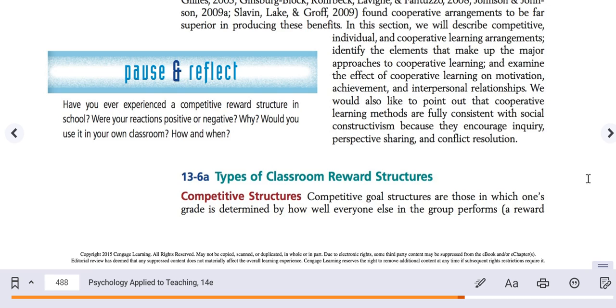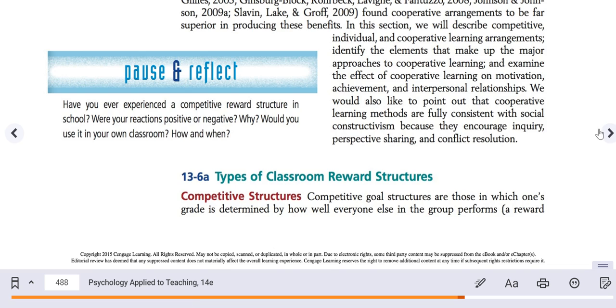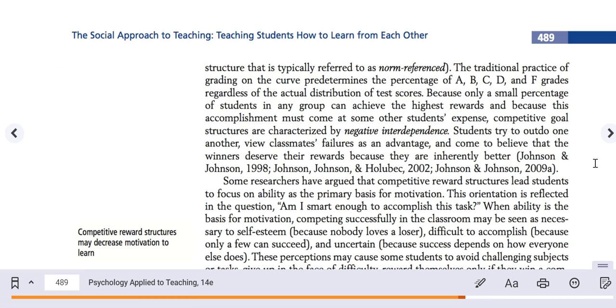conflict resolution. Competitive structures. Competitive goal structures are those in which one's grade is determined by how well everyone else in the classroom performs. A reward structure that is typically referred to as norm-referenced. The traditional practice of grading on the curve predetermines the percentage of A, B, C, D, and F grades, regardless of the actual distribution of test scores.